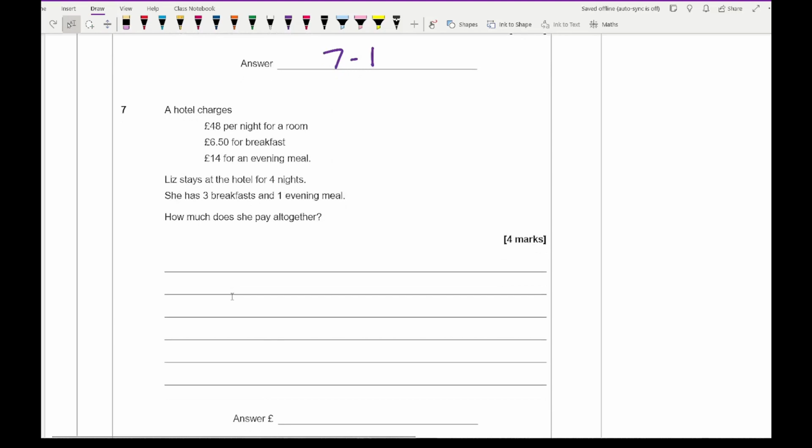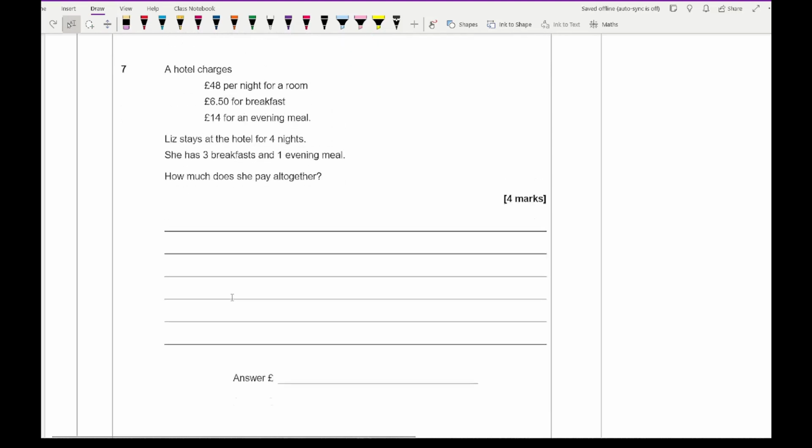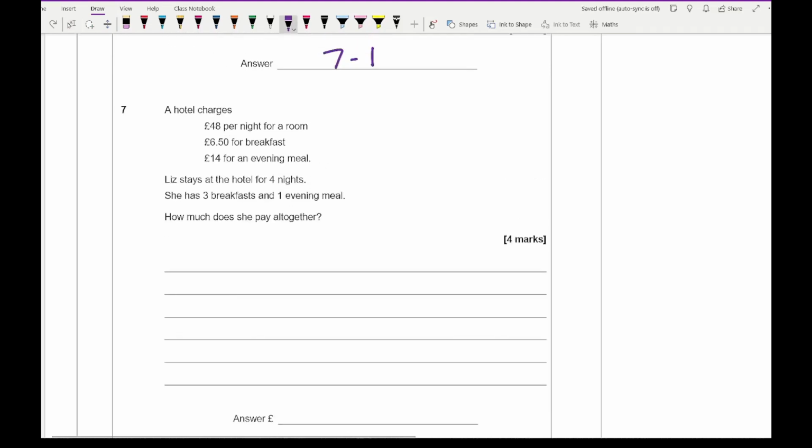Question 7 then says that a hotel charges £48 per night for a room, £6.50 for a breakfast and £14 for an evening meal. Liz stays at the hotel for 4 nights. She has 3 breakfasts and 1 evening meal. How much does she pay altogether? So we've got 4 times £48. We've got 3 breakfasts, so that's 3 times £6.50. And we've got 1 evening meal, so that's 1 times 14.